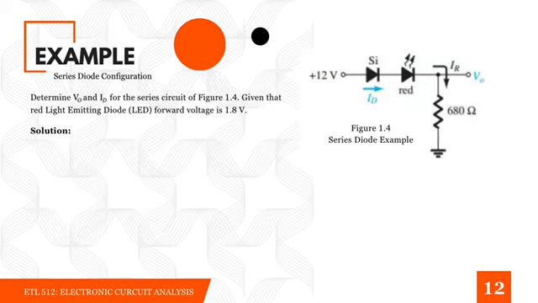Next, example 3. Determine VO and ID for the series circuit of Figure 1.4. Given that the red light emitting diode, LED, forward voltage is 1.8 volts. Here's a little hint: draw the equivalent circuit.